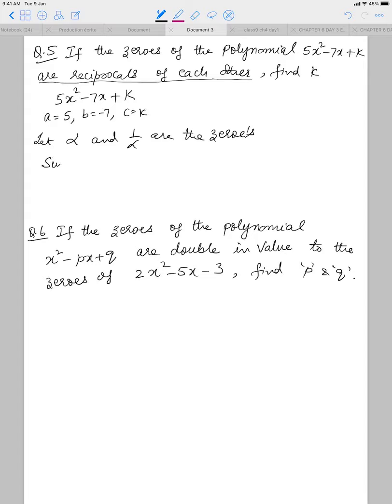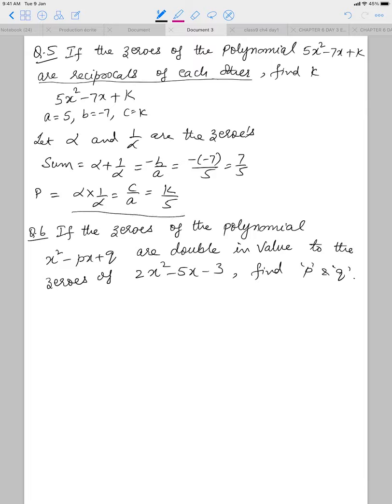Sum of the zeros is alpha plus 1 upon alpha, which is equal to minus b upon a. Now minus of minus 7 upon 5, that is 7 upon 5. Then we write down the product, which is alpha into 1 upon alpha, which is equal to c upon a, that is equal to k upon 5. Now if I just look at the second expression, here LHS is alpha into 1 upon alpha, it gets cancelled and we are left with 1 on the left hand side, and on the right hand side I have k upon 5. So I will get k is equal to 5.